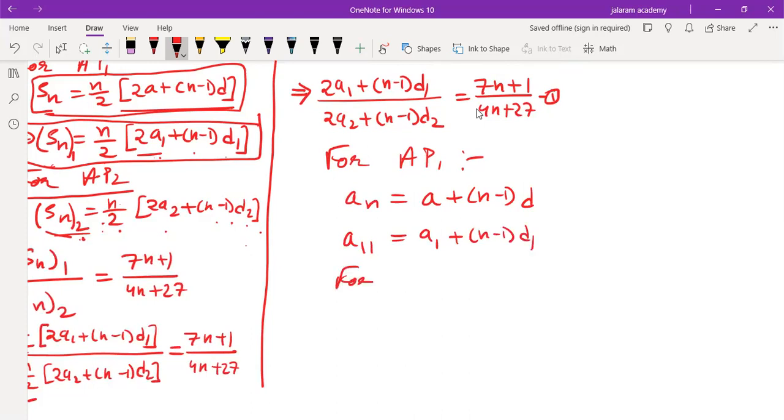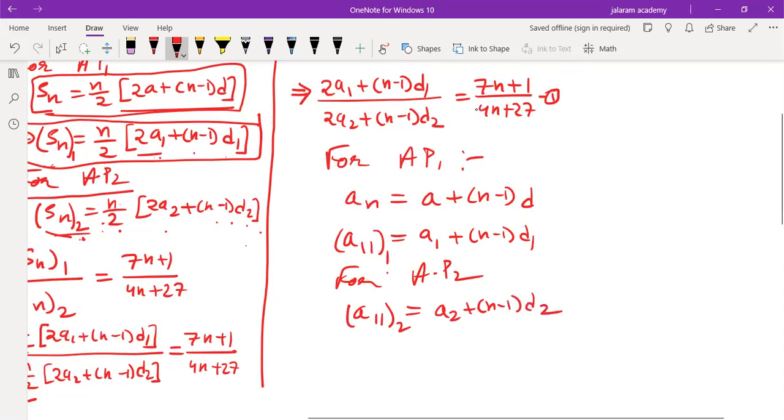And for AP2, if we write a11 1, it means the 11th term of the first AP is denoted by a11 1, and the 11th term of the second AP is denoted by a11 2. Then it is a2 plus n minus 1 into d2.